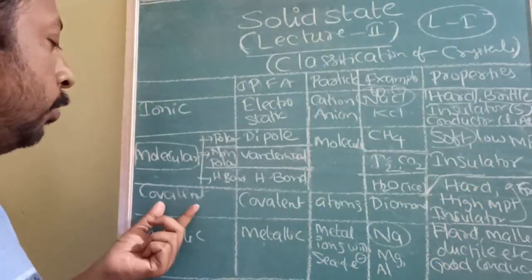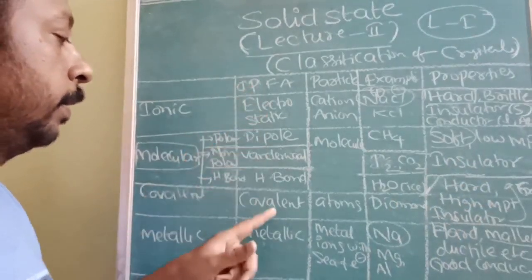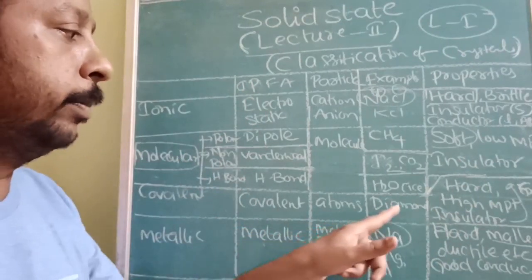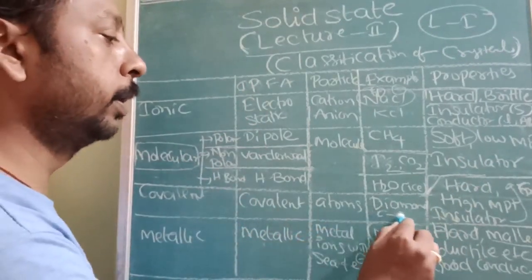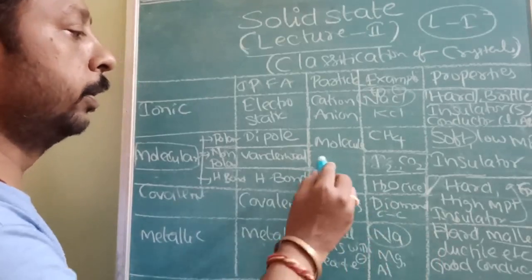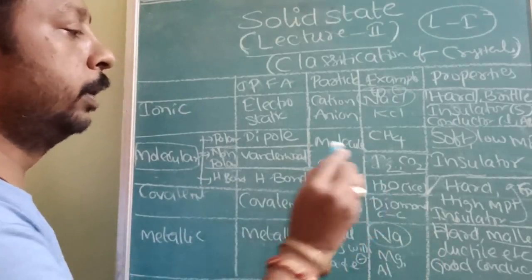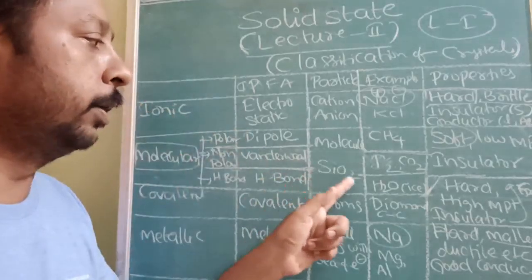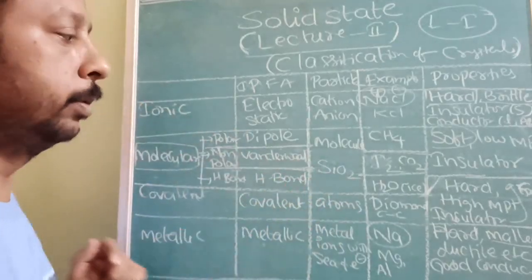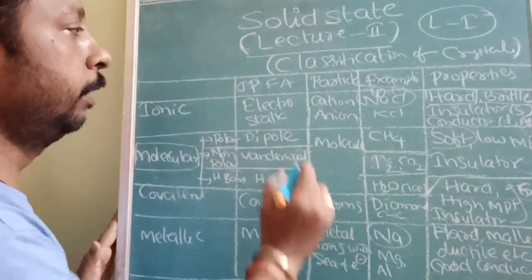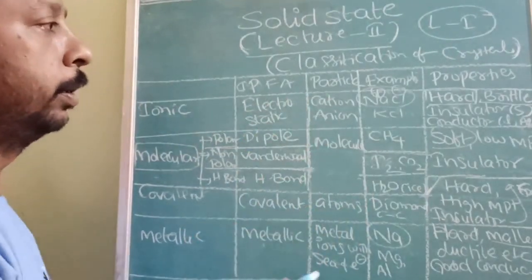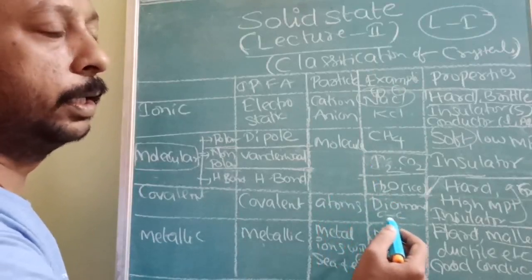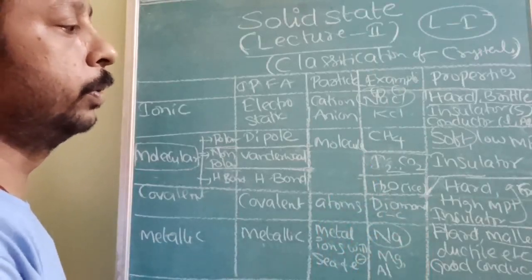Okay. Next, covalent. The bond is between atoms, and they contain atoms like diamond, carbon, carbon. And you can take silica also. I am writing here SiO2. This is also a silica crystal. Between the silicon and oxygen there will be covalent bond. So the interparticle force will be covalent bond. Examples are diamond, graphite, SiO2. These are all the examples.